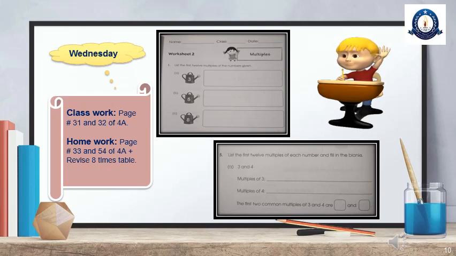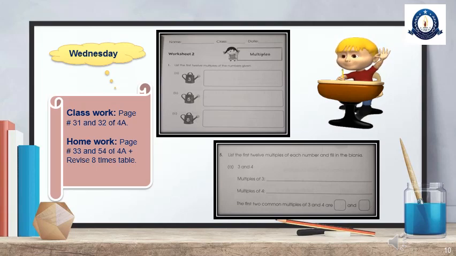Look at page number 31. Question is list the first 12 multiples of the number given. Now what you will do, you will write first 12 multiples. So look at the first part. First part is 3. You will write multiples of 3. You will actually write the answer of 3 times table. How you will write? Like 3, 6, 9, 12, 15, 18, 21, 24, 27, 30, 33 and 36. You will write 3 times table till 12 and you will write just answer.